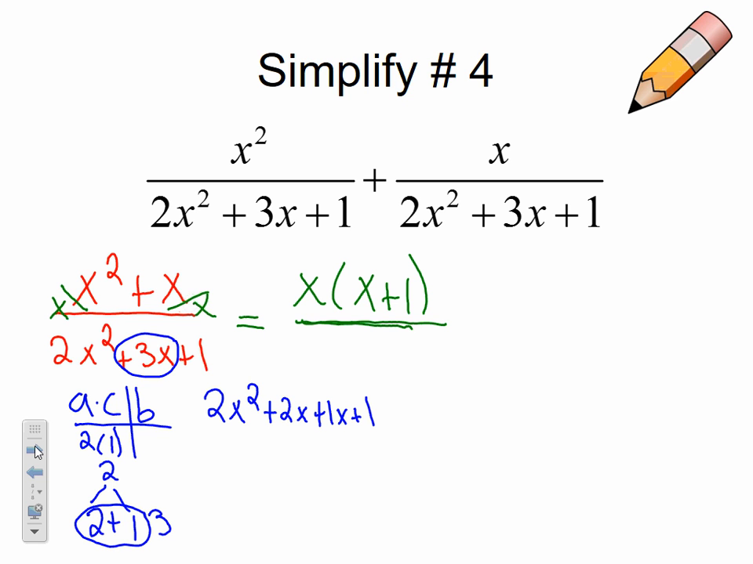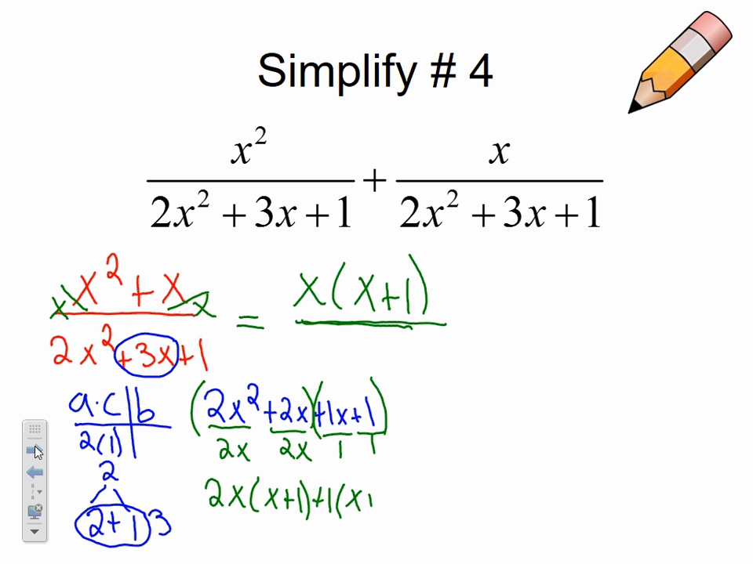And now I'm going to go through and do grouping. First two and last two together. This one I can take out a 2x, so I have 2x and I'm left with x plus 1. This one I can take out a positive 1, so I'm left with x plus 1. Now, if I rewrite this up top, I'm going to have the one that's the same, that x plus 1, and then I'm going to have my leftover, 2x plus 1.